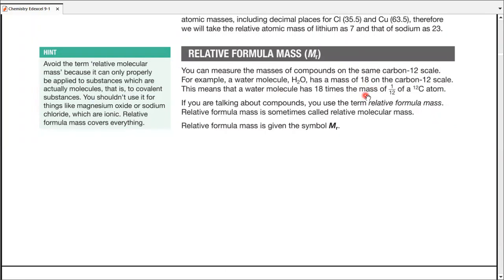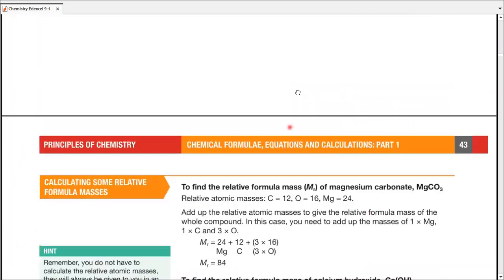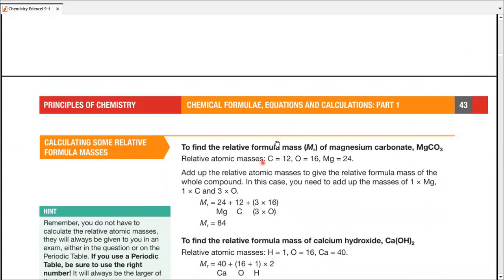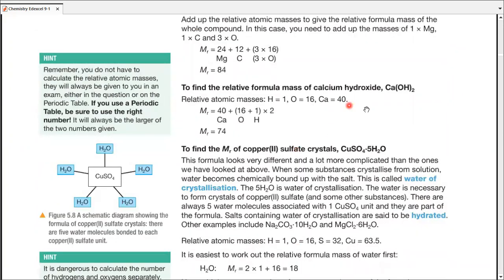We actually find out the mass of the whole molecule, doing it atom by atom and comparing every atom with the carbon-12 scale. The denotation is capital M and R as a subscript. We started off with simpler examples, and the first example we have over here was MgCO3. We understood this one. Then in the very next example, we have a jump up: how to deal with parentheses.